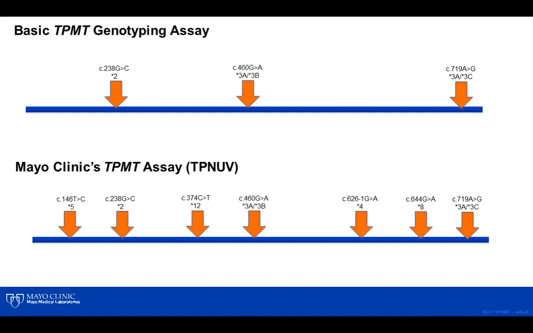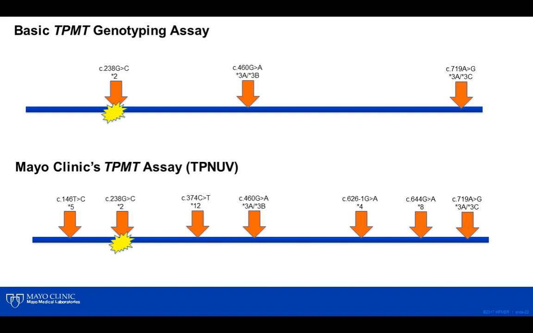So let's look at an example using TPMT, although the same concept would apply to NUDT15 tests as well. In this example, there are two assays for TPMT. The one on the top of the screen detects variants at 3 positions, denoted by the orange arrows. The one on the bottom of the screen detects 7 variants, also denoted by orange arrows. The gene is represented by the blue line, with the orange arrows positioned approximately where they would be located within the gene.